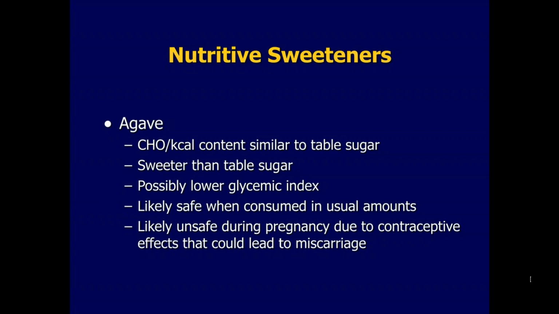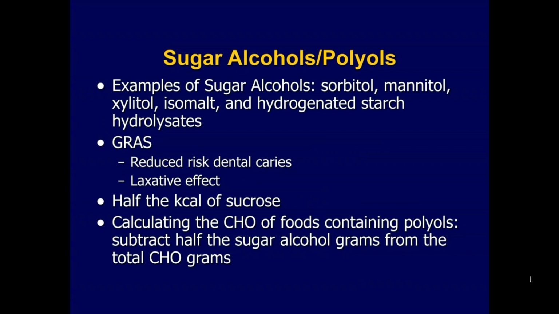Now, sugar alcohols and polyols. This is also a good one to look into. The examples of sugar alcohols are anything which ends with "tol" at the end of the word, like sorbitol, mannitol, xylitol, isomalt, and hydrogenated starch hydrolysate.